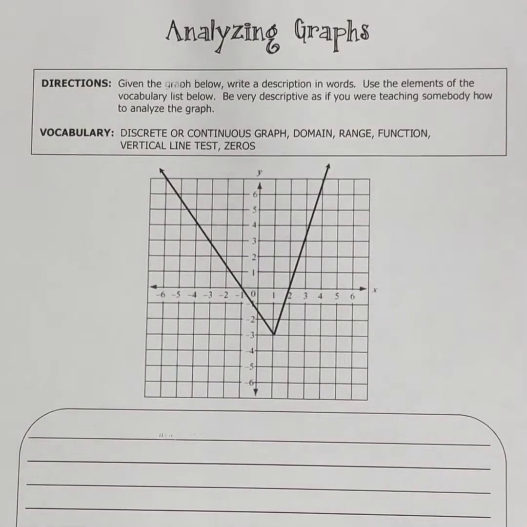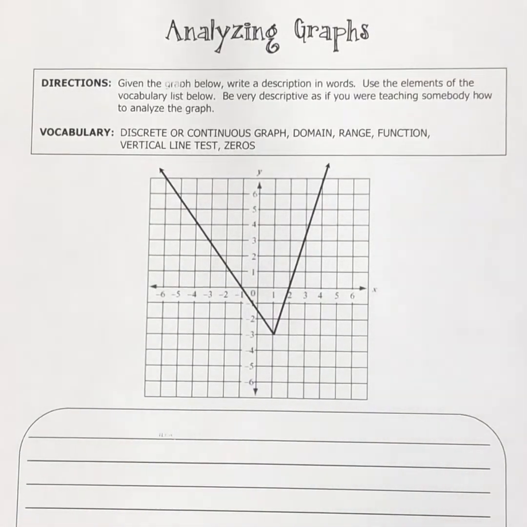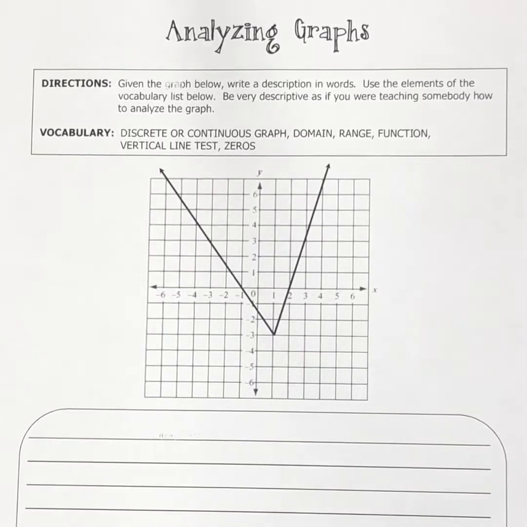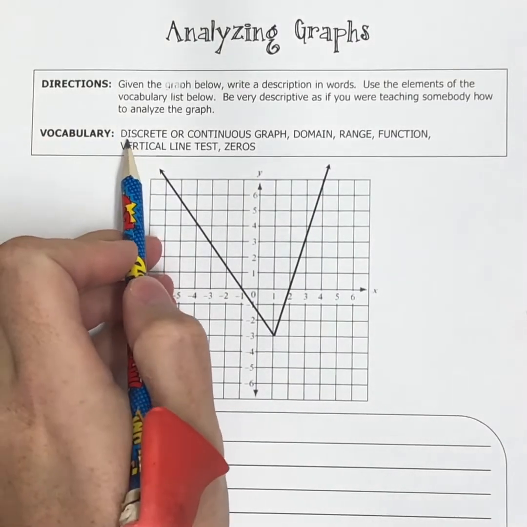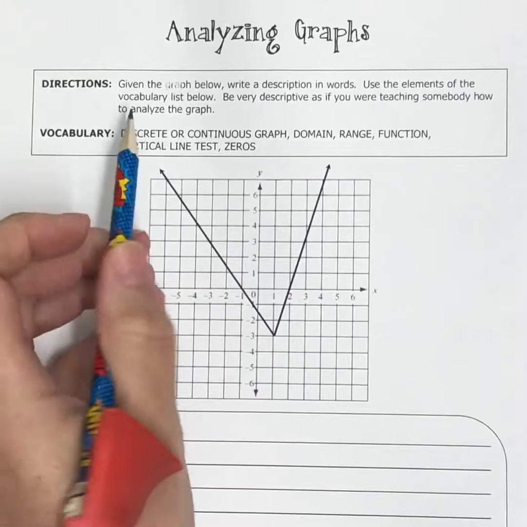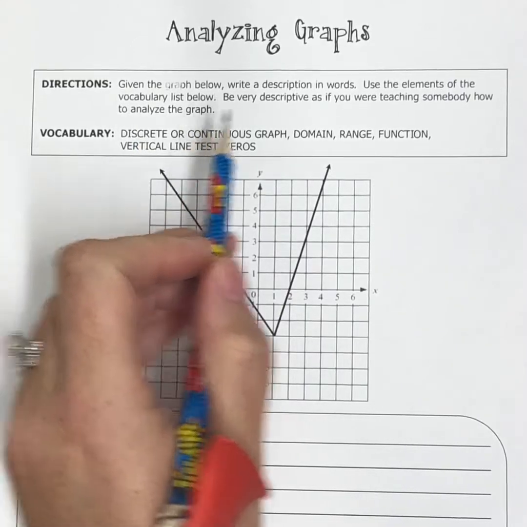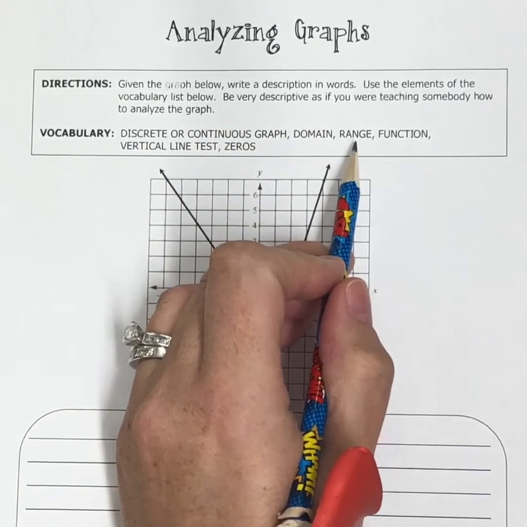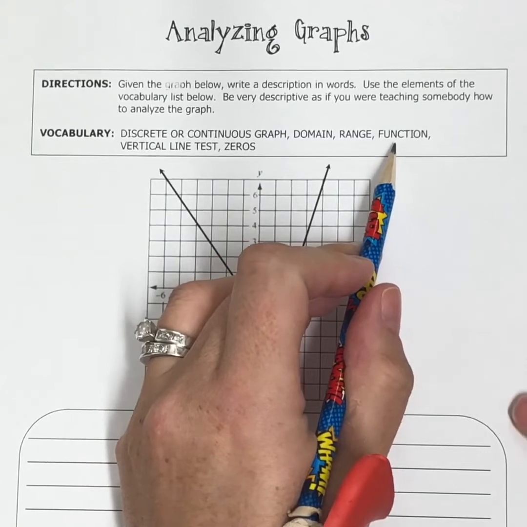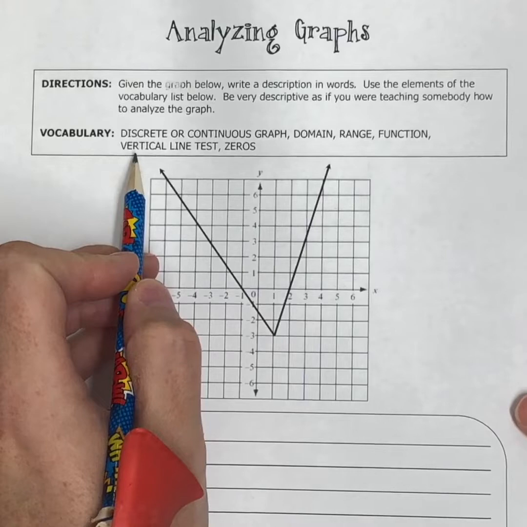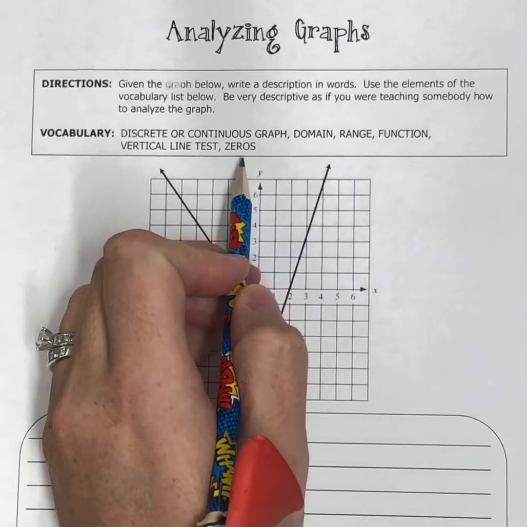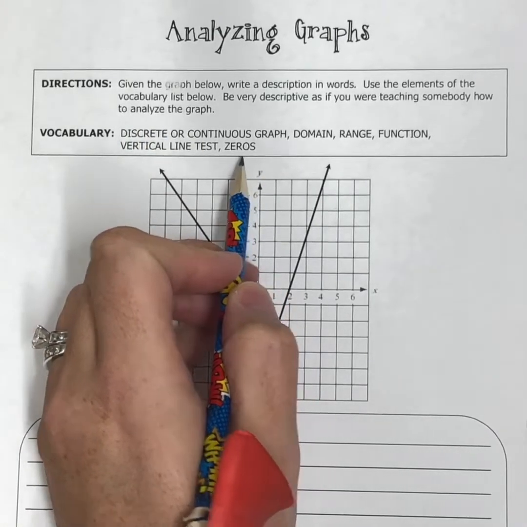Okay, so this lesson is on analyzing graphs. We're basically using all the vocab that we've been talking about with functions. So we're going to talk about, is the graph that's given discrete or continuous? We're going to name the domain and range. We're going to tell if it's a function or not by whether it passes the vertical line test or not, and then the zeros of the function, if there are any.